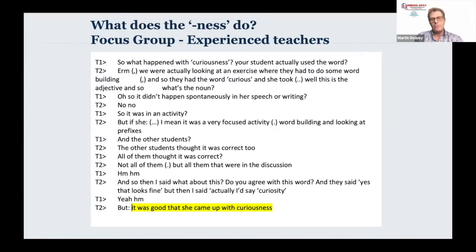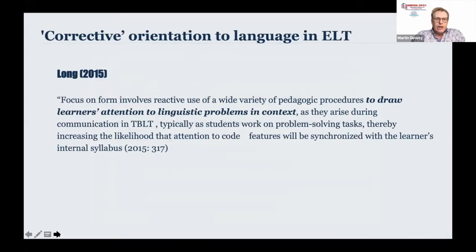What's interesting is that in the first conversation we've got teacher educators speaking, and in the second, we've got language teachers. So the teacher educators seem to be displaying less awareness of an ELF perspective than the teachers who are not teacher educators. I think we can explain this as a consequence of this very corrective orientation to language in ELT that I've talked about before.